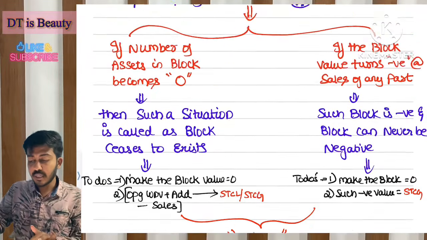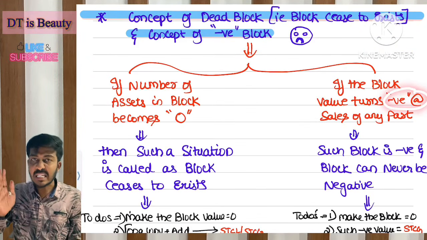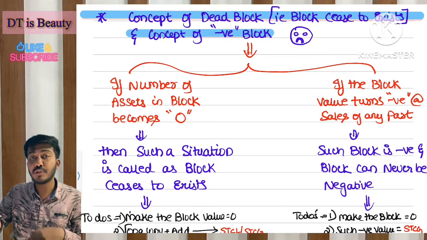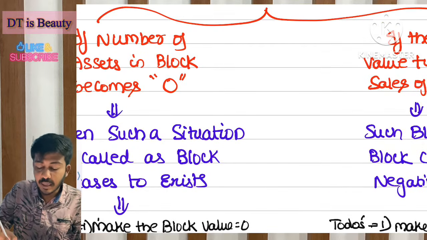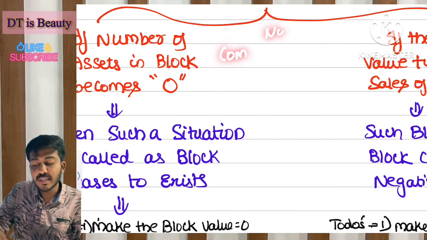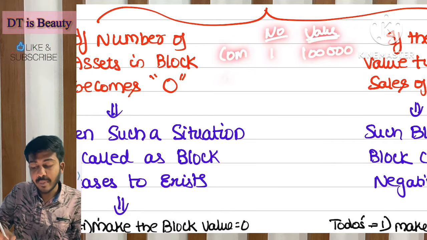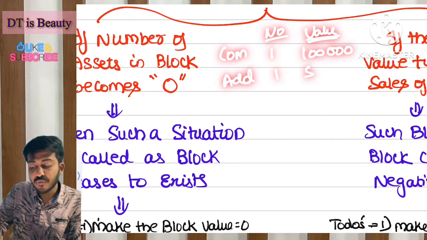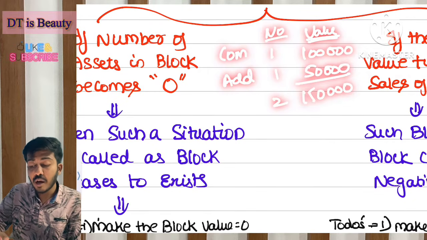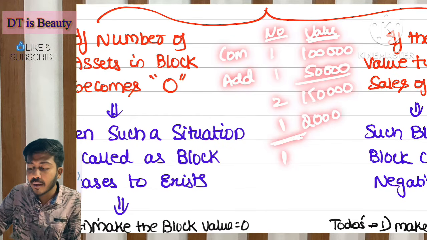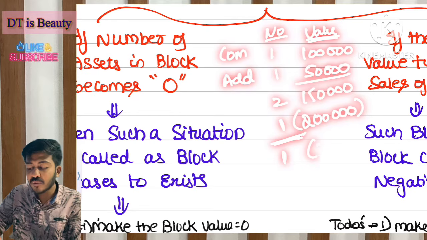And one more important thing is, if the block becomes negative, the block is alive, but the block becomes negative. What should you do in such a case? Example, see here. Again, take a computer block. Number of assets is 1 and value balance is 1 lakh. You have made additions, one asset with 50,000. Now you have two assets worth 1,50,000. Now you are selling only one asset, which means your block is still alive, it is not dead. But this one asset you have sold for 2 lakh rupees, which means 1,50,000 minus 2 lakh, you will get 50,000 as a negative item.